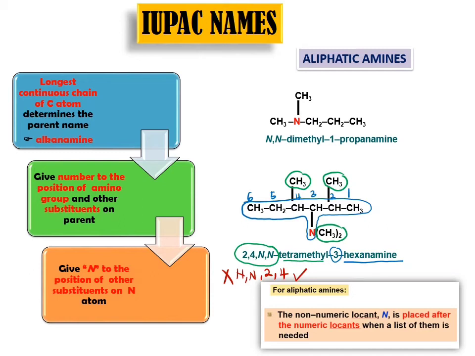Boleh. So cara penamaan yang sama juga untuk cyclo. Okay, cuma kena tambah cyclo je. Kalau 6 carbon, cyclohexanamine. Kalau 5 carbon, cyclopentanamine. So boleh refer lagi dalam lecture note example yang lebih banyak.